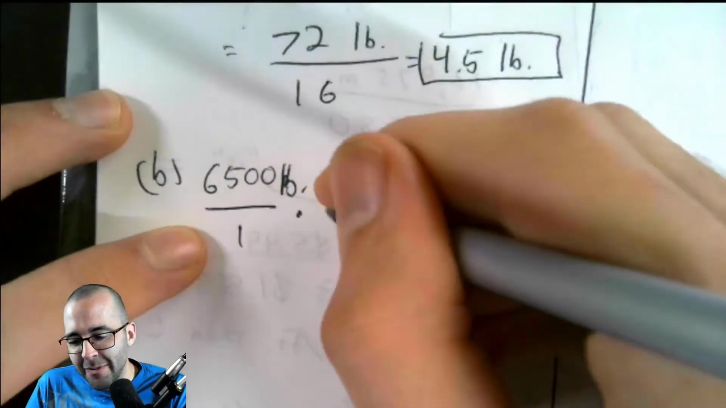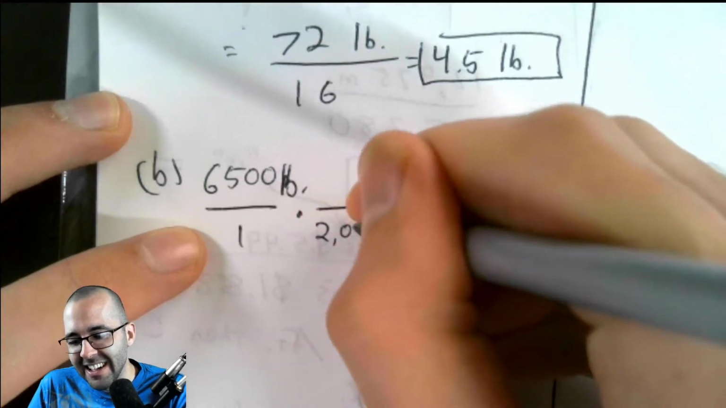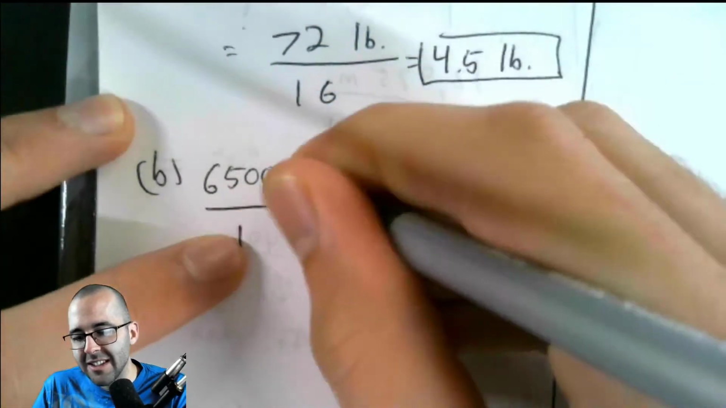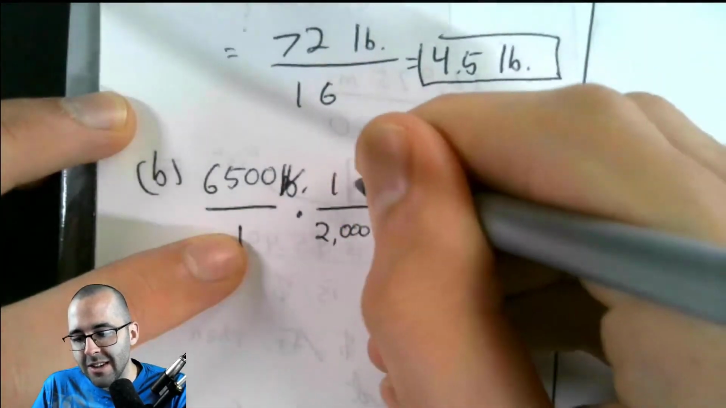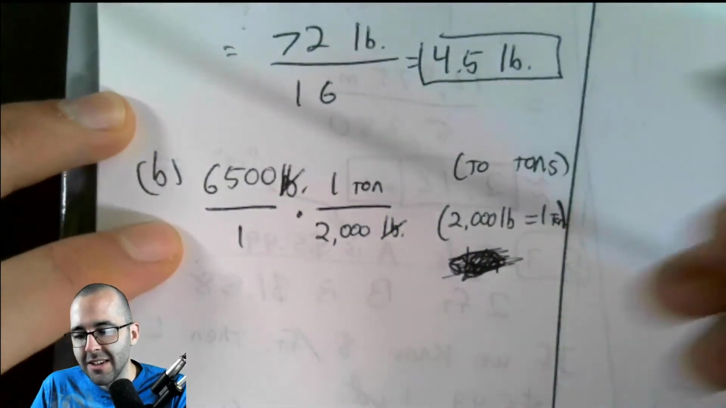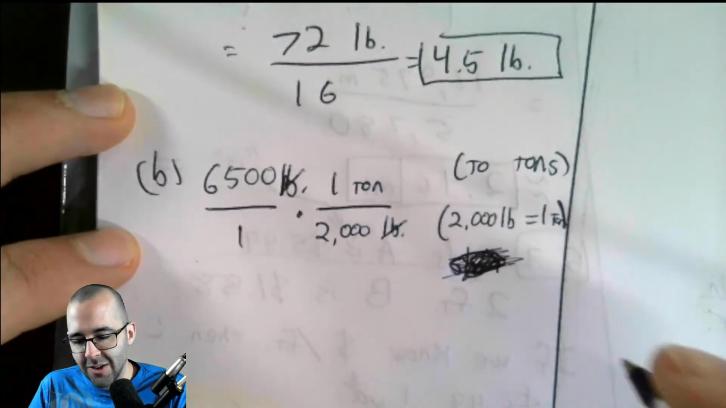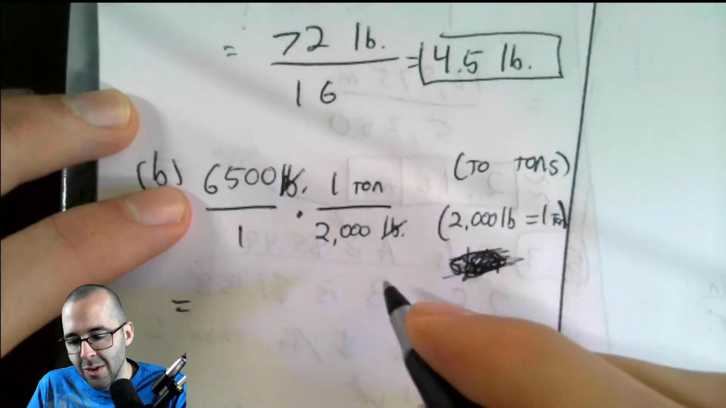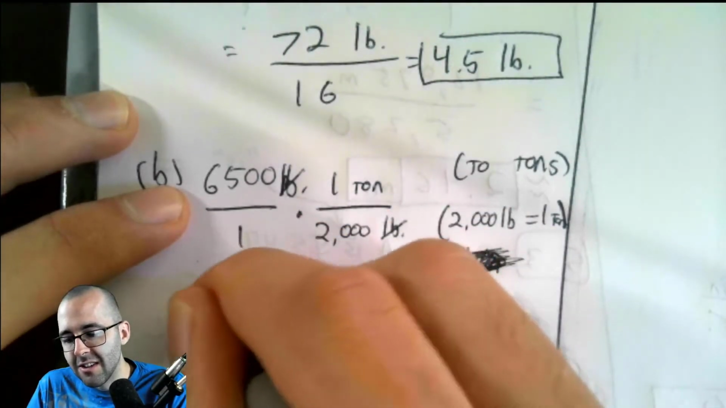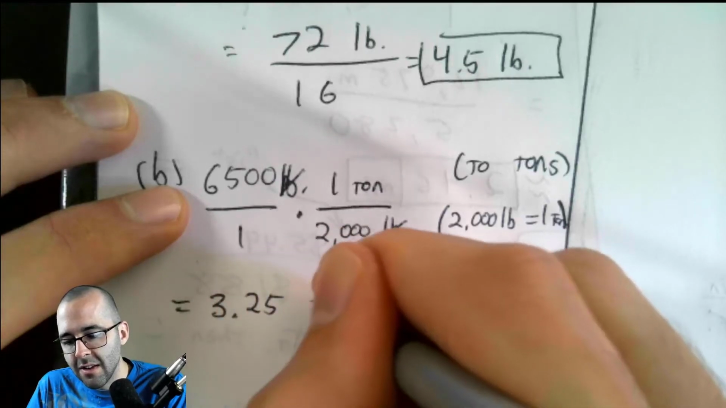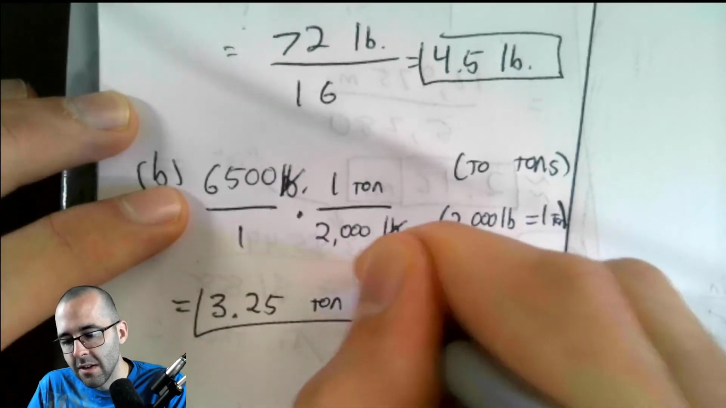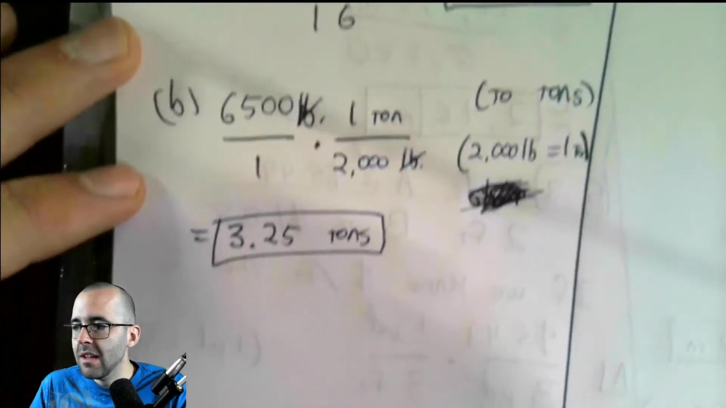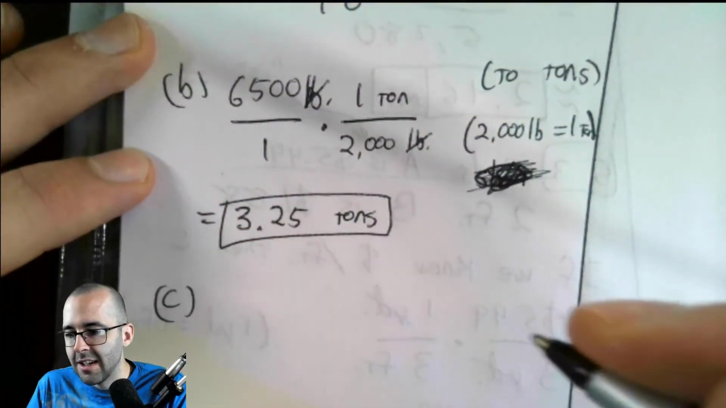Okay. So pounds are going to go on the bottom because we want the pounds to cancel, and 1 ton is going to be on the top. 6,500 divided by 2,000, if I can do my mental math correctly, is going to be 3.25 tons. All right, part C should be pretty similar.